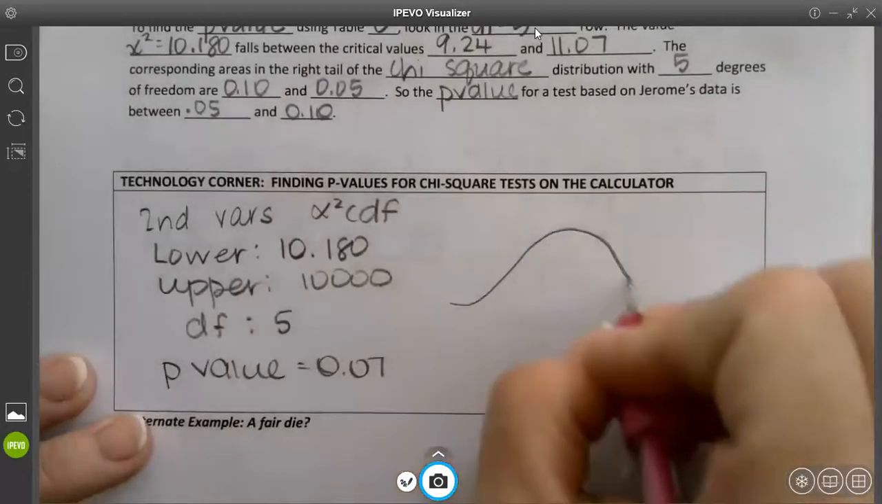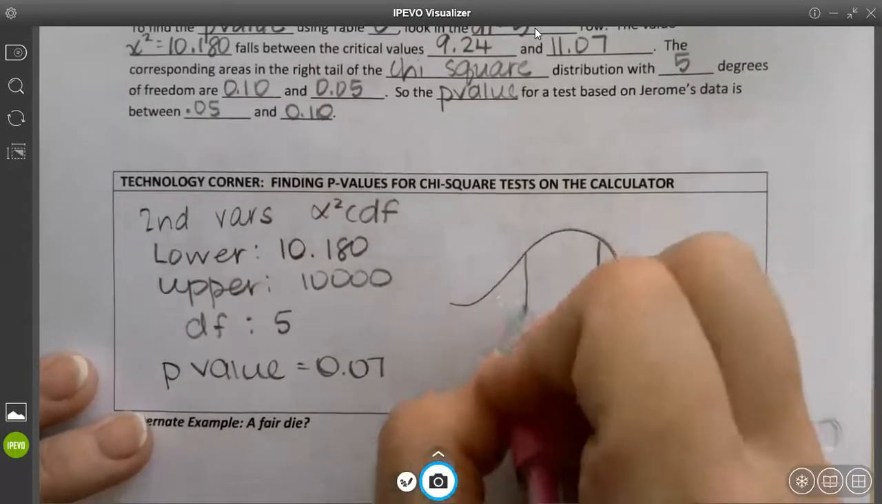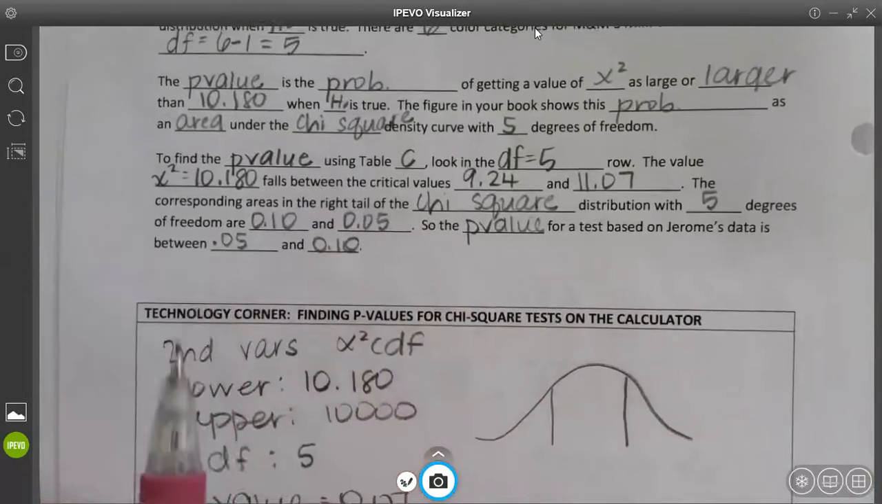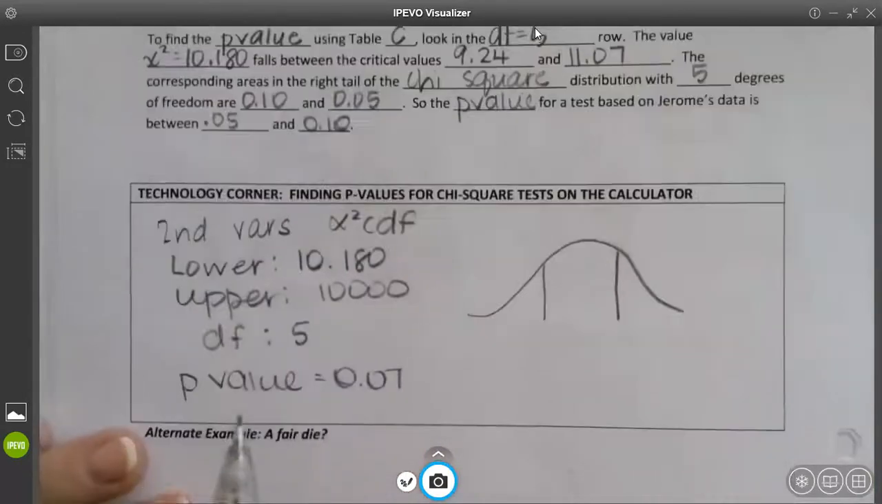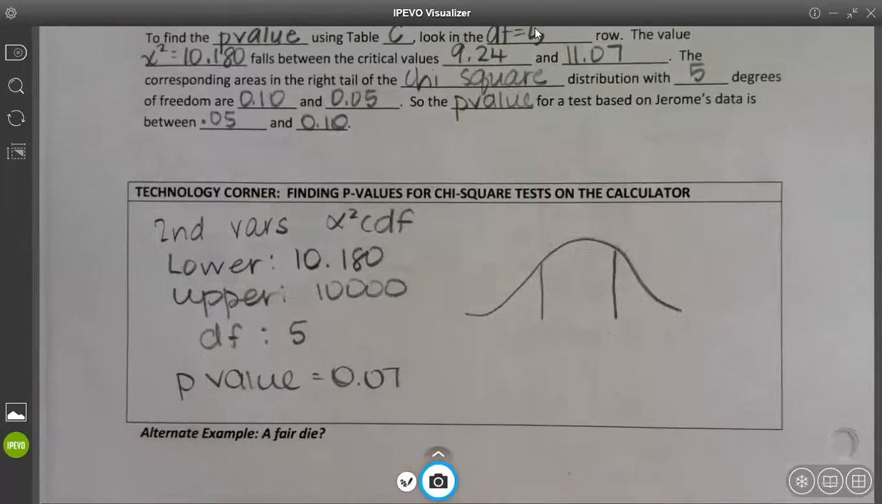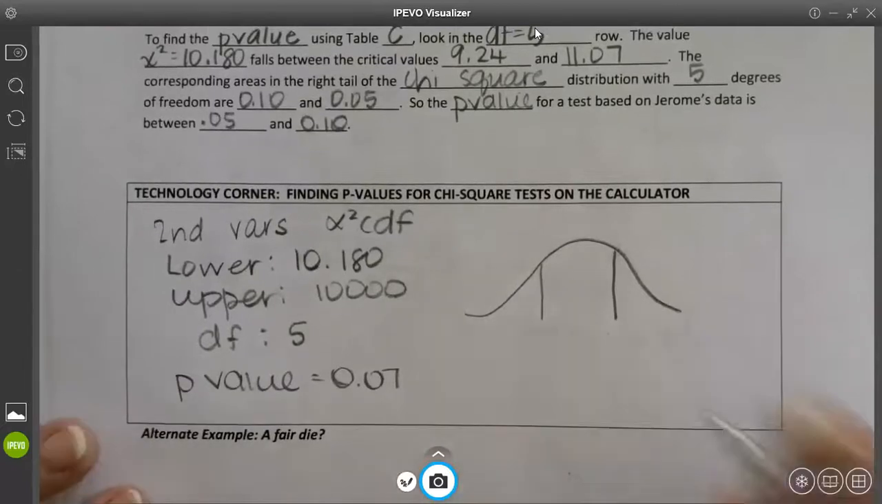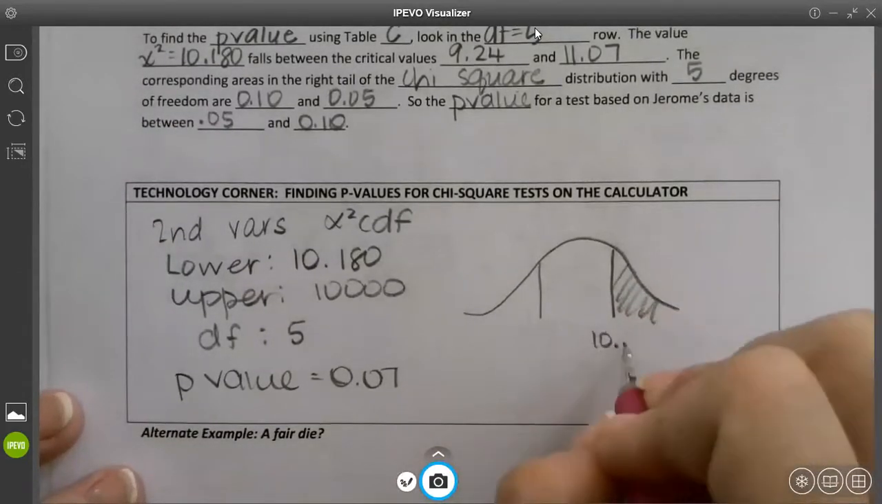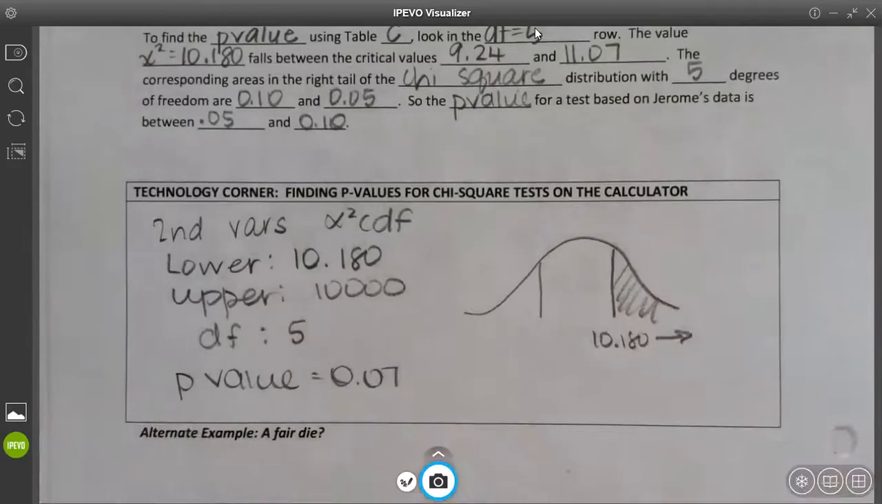So think about it this way. How did you know that we were doing the right tail? Because it said it. Corresponding areas in the right tail. Will it always be there, or will it tell us? Yes, it will tell you, or it will just assume, but I'm pretty sure that they tell you every time. So it won't matter either way. Okay. So again, this is the right side. So your value was 10.180, and that's going to be your lower, and then everything's going to be upper. If they ask you for your left side, it'll be the opposite. All right.